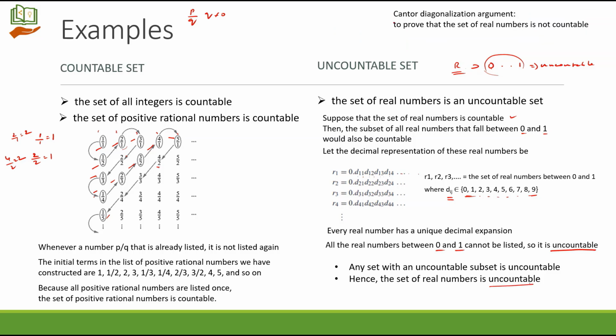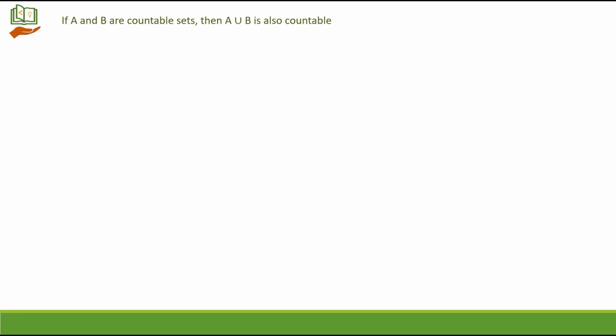Cantor diagonalization argument. This is used to prove that the set of real numbers is not countable. So, this is what they say in terms of the Cantor diagonalization argument. Now, let's go to the next concept.